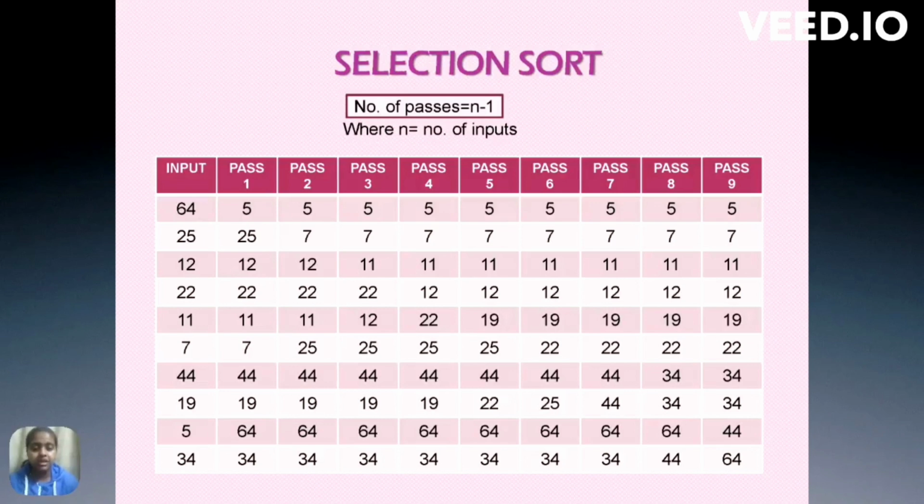This process is repeated until the entire list is sorted. Here we have been given the unsorted list. Passes are nothing but the number of steps we need to perform to sort the unsorted array. Number of passes is equal to n minus 1, where n is the number of inputs. First, we need to search for the minimum element in the unsorted list. Here in this example, 5 is the minimum element. We need to swap 5 with the first location, that is 64. Then we need to select the second minimum element, which is 7. We need to swap the second position with 7. We need to perform this until we get the sorted list.